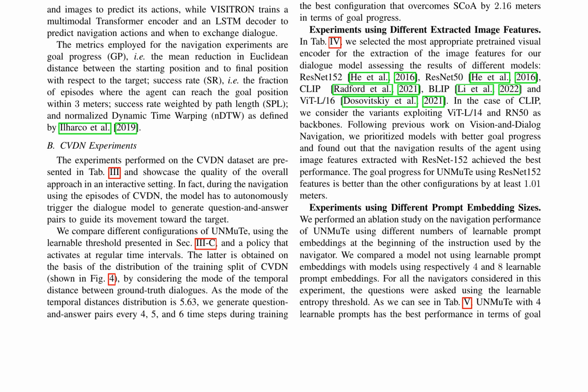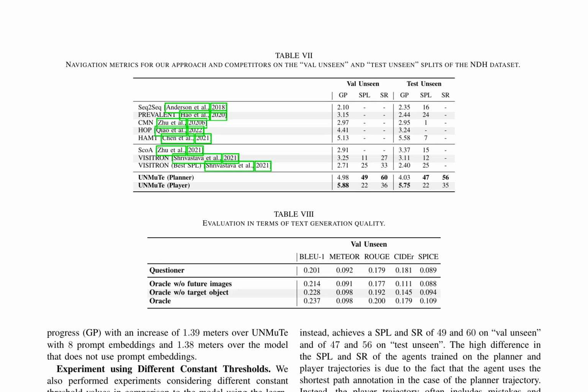The experimental results demonstrate the effectiveness of the UNMuTe model in vision and dialogue navigation tasks. The model's ability to generate question and answer pairs to guide navigation towards a target shows promise for applications in human-robot interaction and autonomous navigation.